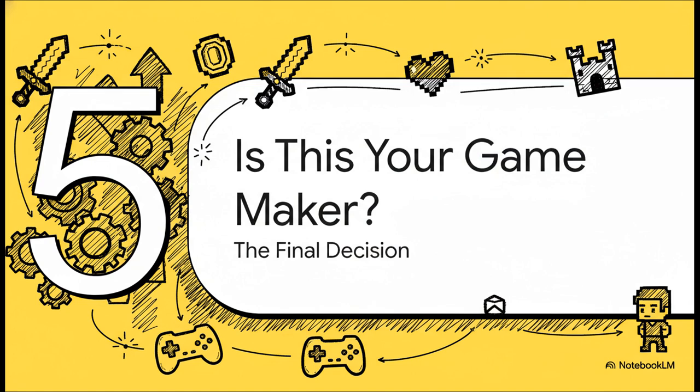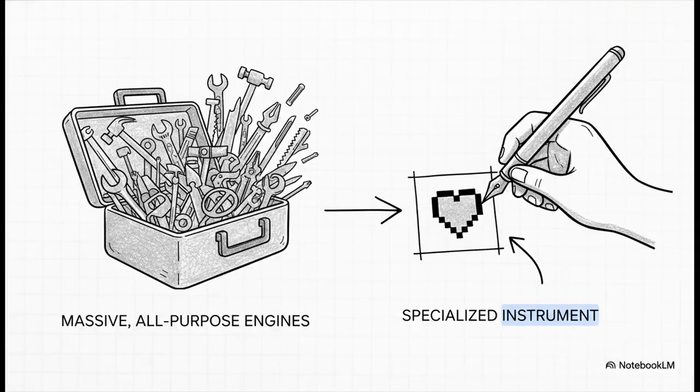So, after all that, we're back to the big question, aren't we? Is this the tool? Is this the thing that's finally going to unlock that game idea you've had for so long and bring it into the real world? Look, here's the most important thing to remember. Pixel Game Maker MV is not trying to be a giant do-everything engine like Unity or Unreal. It's not a Swiss Army knife. Think of it more like a precision instrument, perfectly tuned for one specific dream, making a 2D pixel art game when you're not a programmer.